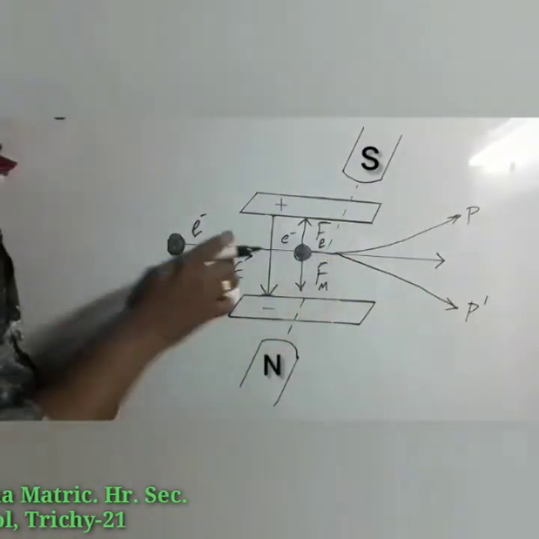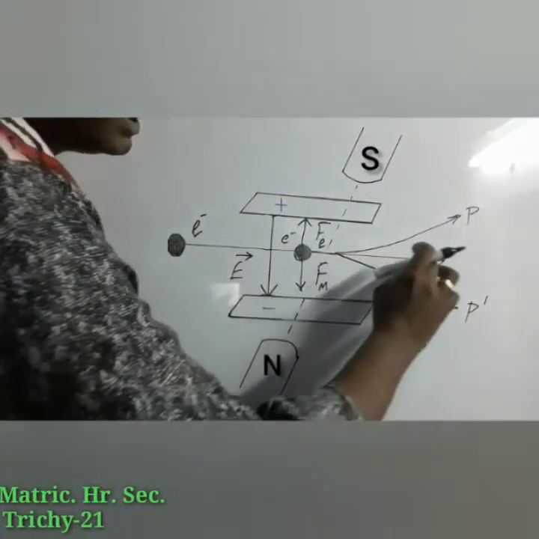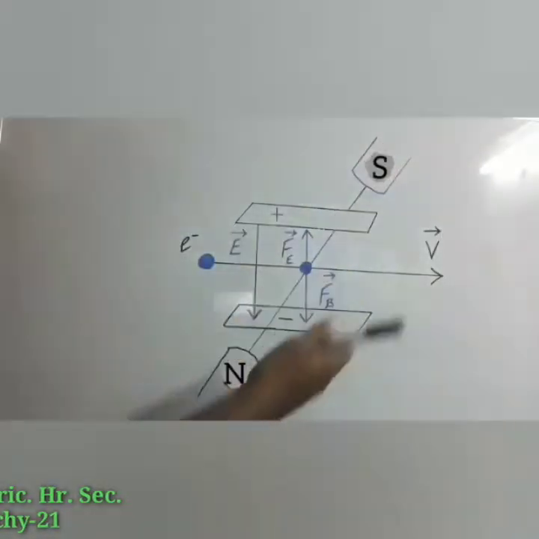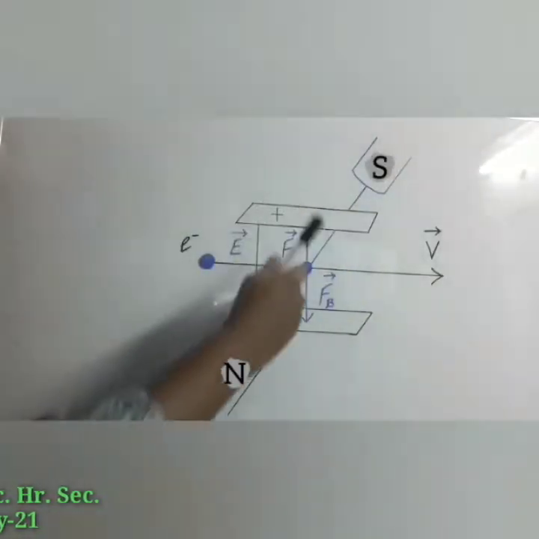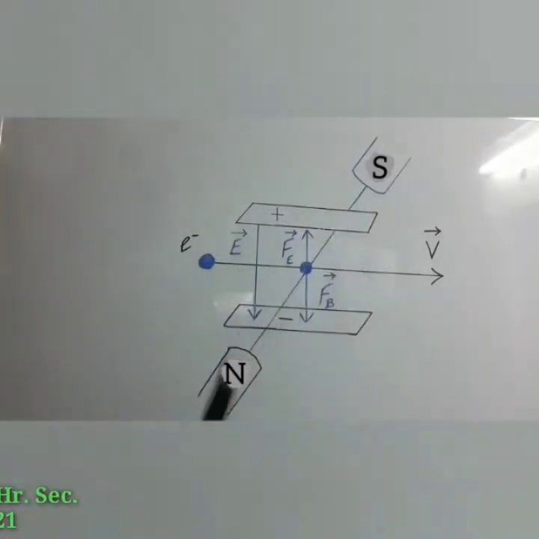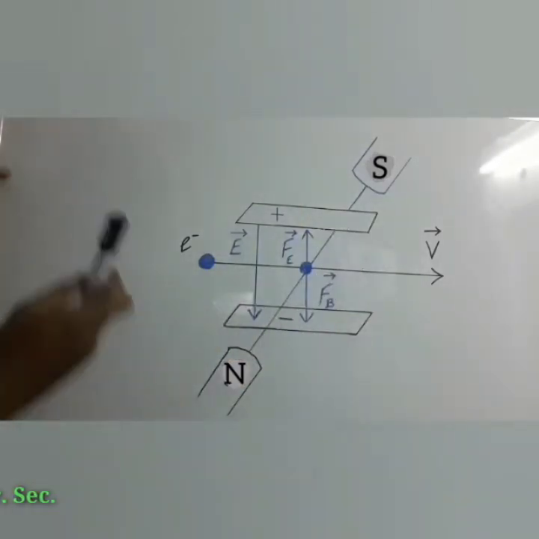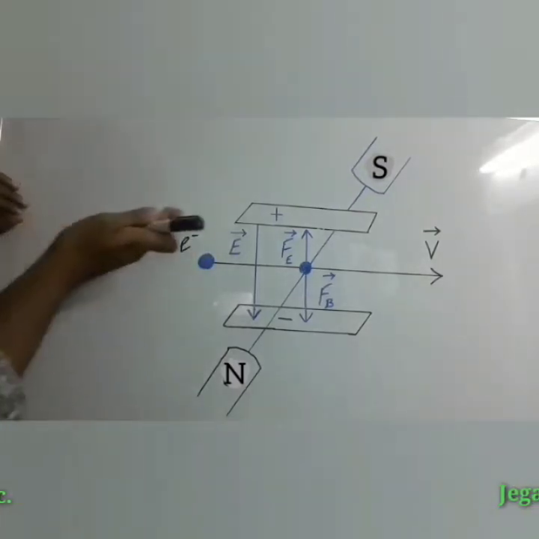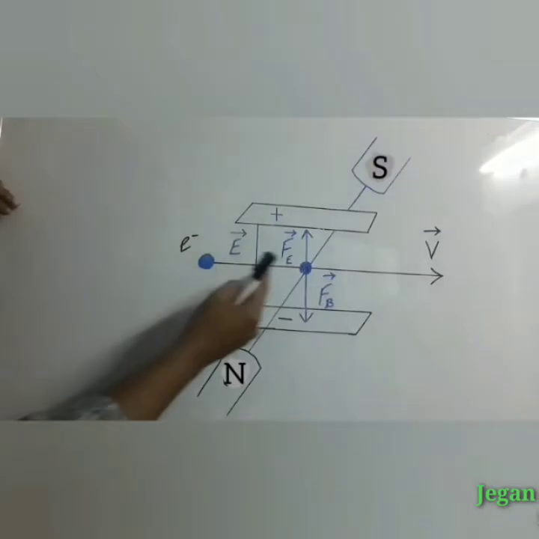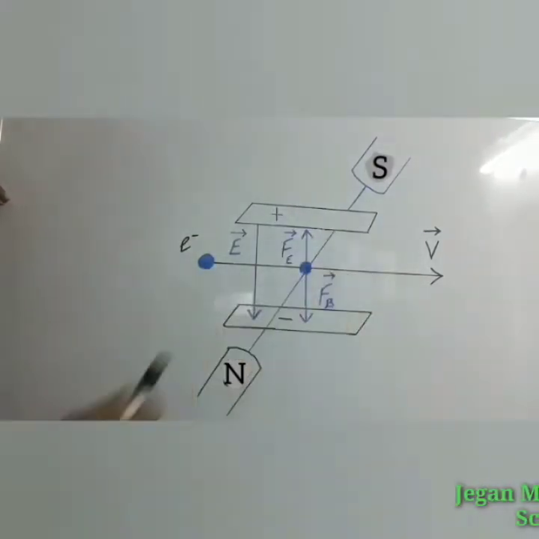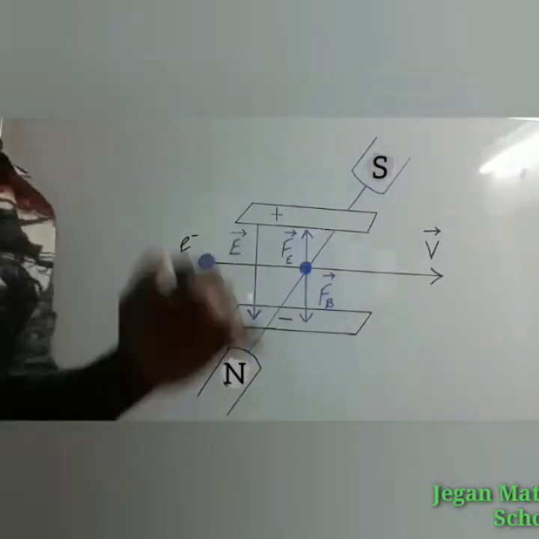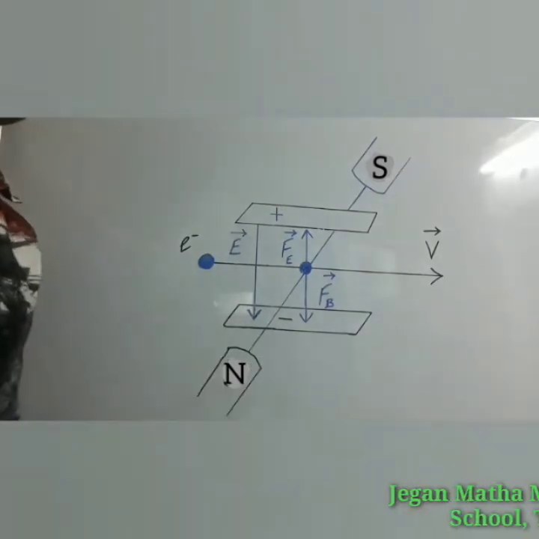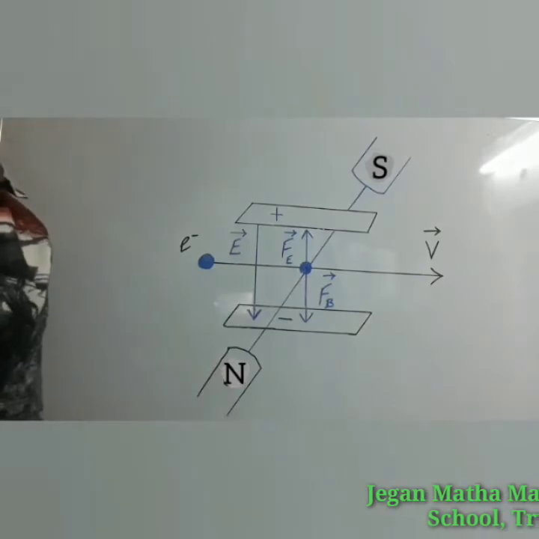If there are no fields, the stream of electrons moves in a straight line and falls on the point O. Imagine there is no magnetic field, only an electric field is applied in the discharge tube. We know that electrons are ejected from the cathode and accelerated towards the anode. So electrons are going to enter into the electric field now. Then what will happen? We have studied in the first lesson, if a charged particle enters into the electric field, it will experience a force.